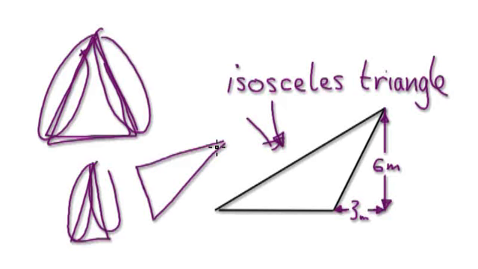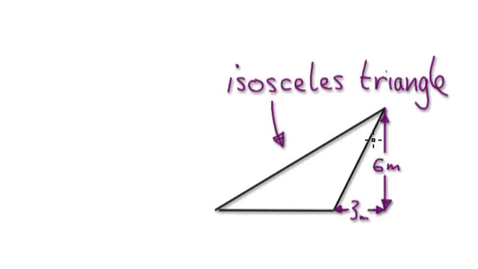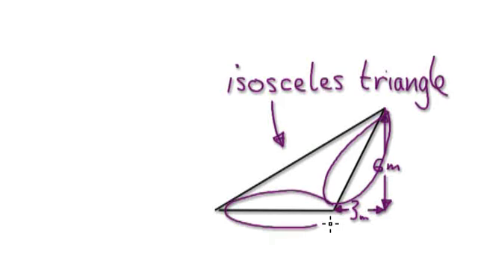Hang on. So you see, these three lengths are all different. An isosceles triangle is when two sides are of the same length. So basically, this length here is the same length as this one here, so it's an isosceles triangle.